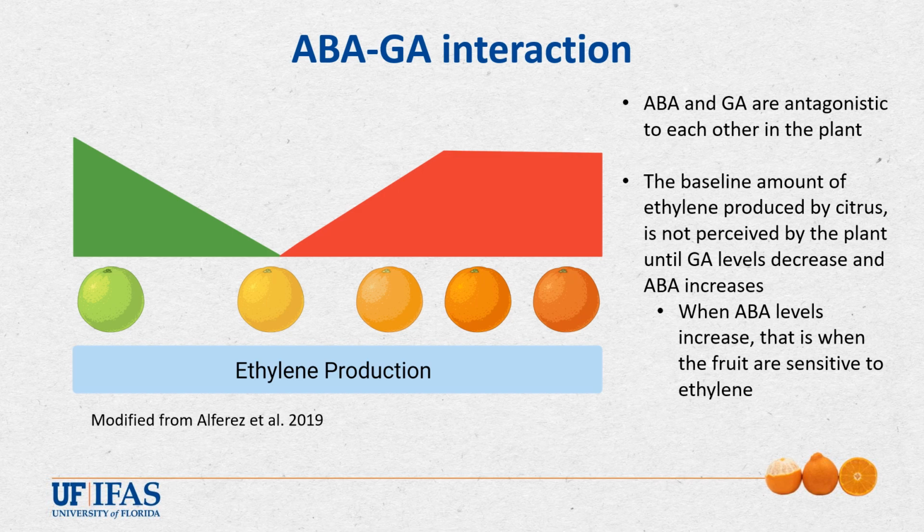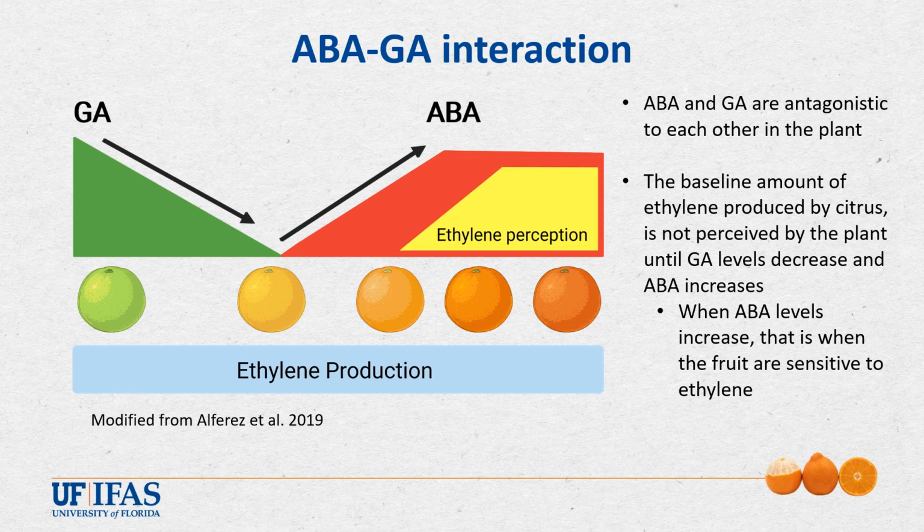ABA and GA are antagonistic to each other. If you recall in the previous slides, ABA accumulates in the fruit during color break and is associated with increased fruit drop during drought stress conditions. One model that describes the relationship of these two hormones in regards to fruit drop states that citrus fruit always produce a baseline of ethylene that is not perceived by the plant until GA levels decrease during maturation or senescence, and the ABA increases as a result. When the ABA levels increase, that is when the fruit perceive the ethylene and respond by abscising.